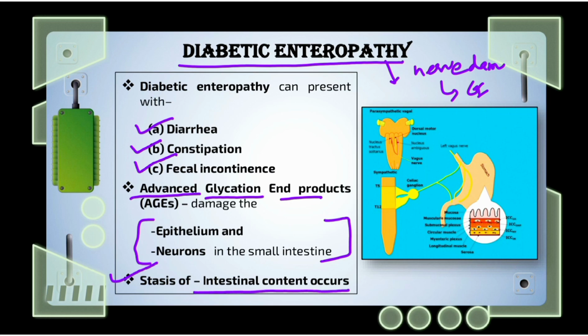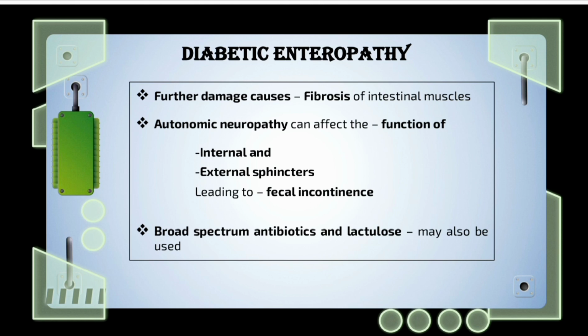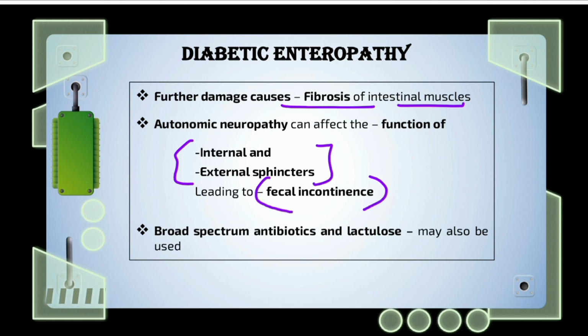If the neurons of the GI system are further damaged, then this will lead to development of fibrosis of the intestinal muscles. The autonomic neuropathy of diabetes can affect the functioning of the internal and external sphincter, and it leads to fecal incontinence. For the treatment of diabetic enteropathy, we can prescribe broad spectrum antibiotics and lactulose to the patient.